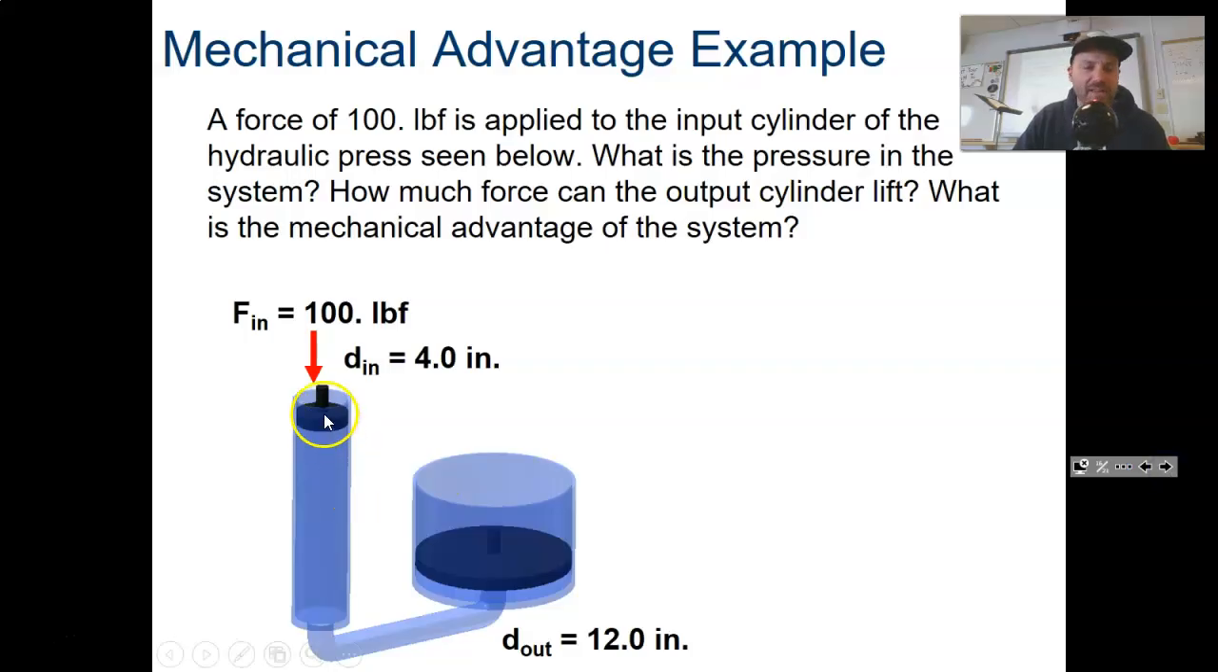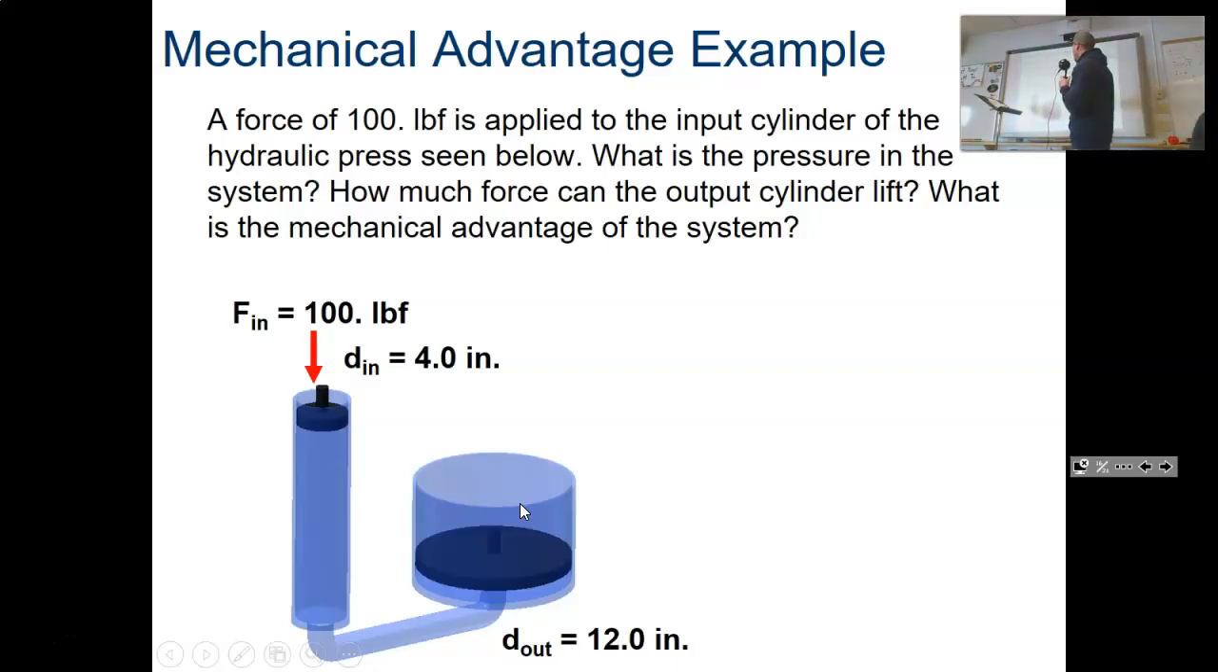Here's an example of that. We've got two different size cylinders. This goes back to the first little example I was using. If I'm pushing on this one with 100 pounds, how much force is this one over here exerting? It asks a few questions. What's the pressure? How much force can the output cylinder lift? And what is the mechanical advantage of the entire system? Let's give these a shot.